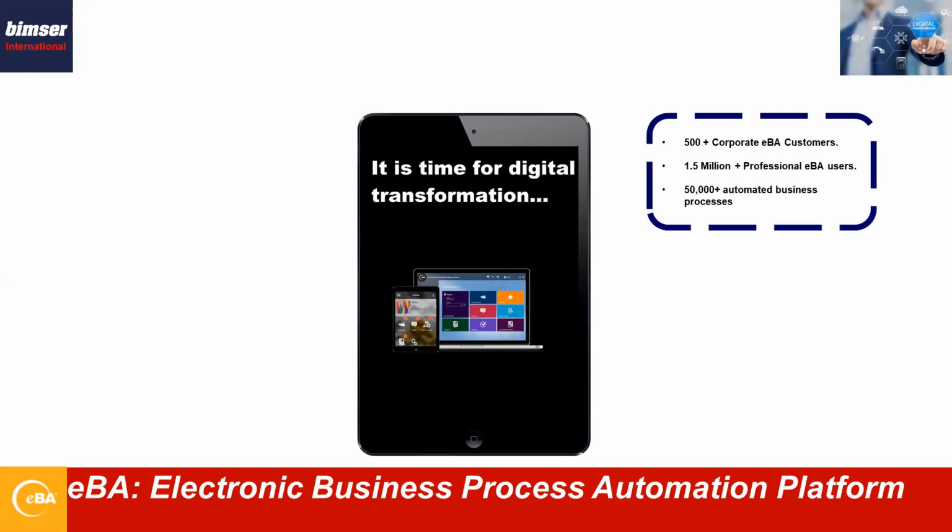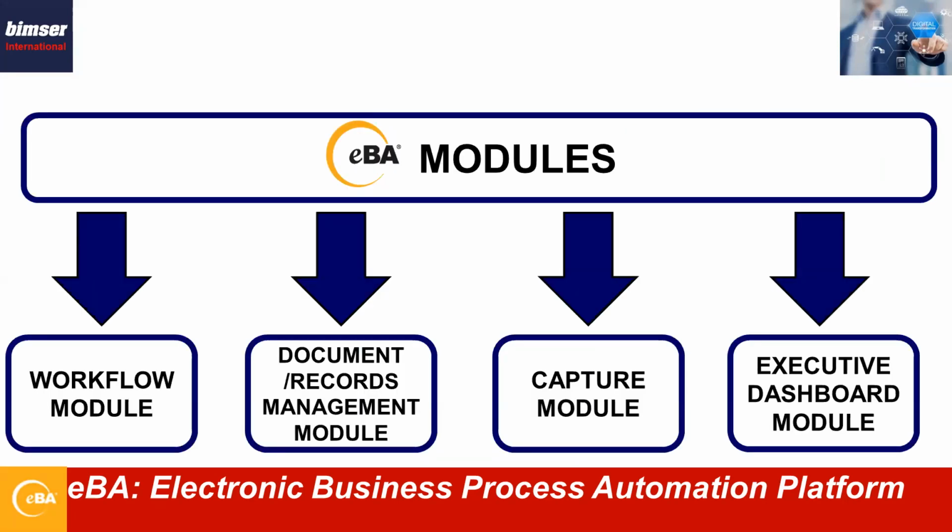Right now, there are more than 50,000 business processes available on eBA, automated and digitized, working on a daily basis. eBA has modules: workflow module, forms management module, capture module, and executive dashboard module. These modules are designed to help you automate your business processes, designed to operate in a paperless work environment, a digitized and automated work environment in this digital age.